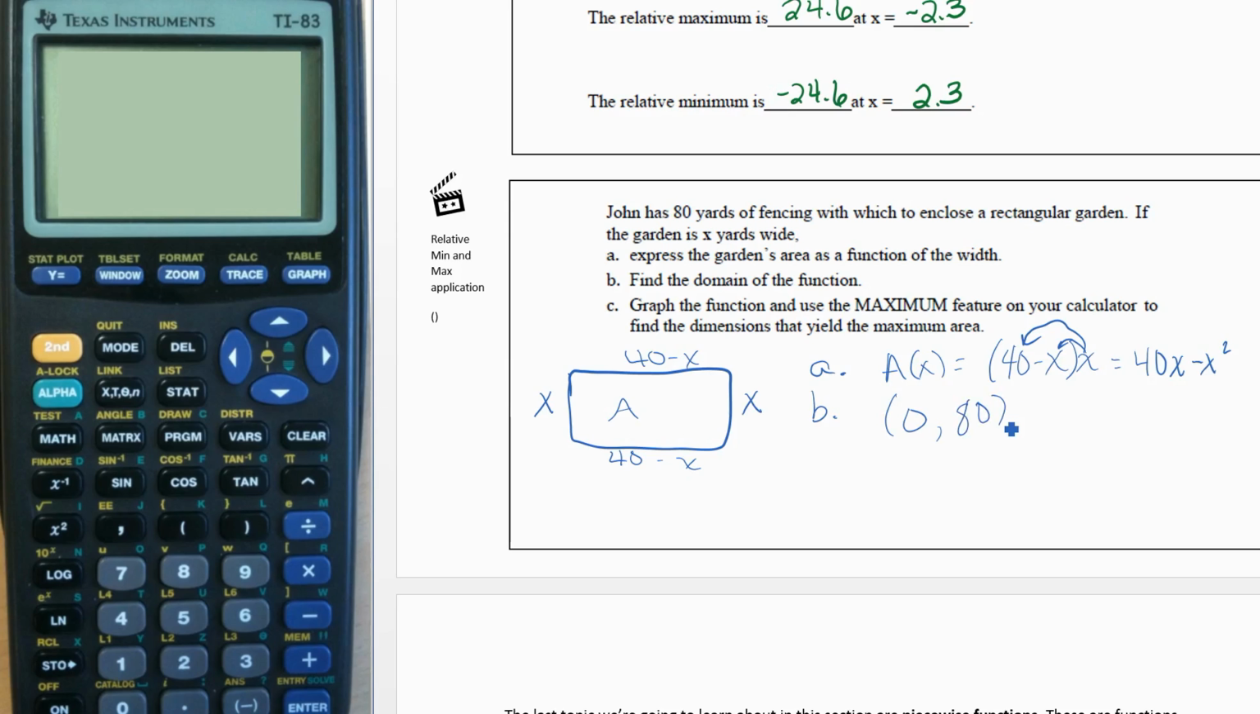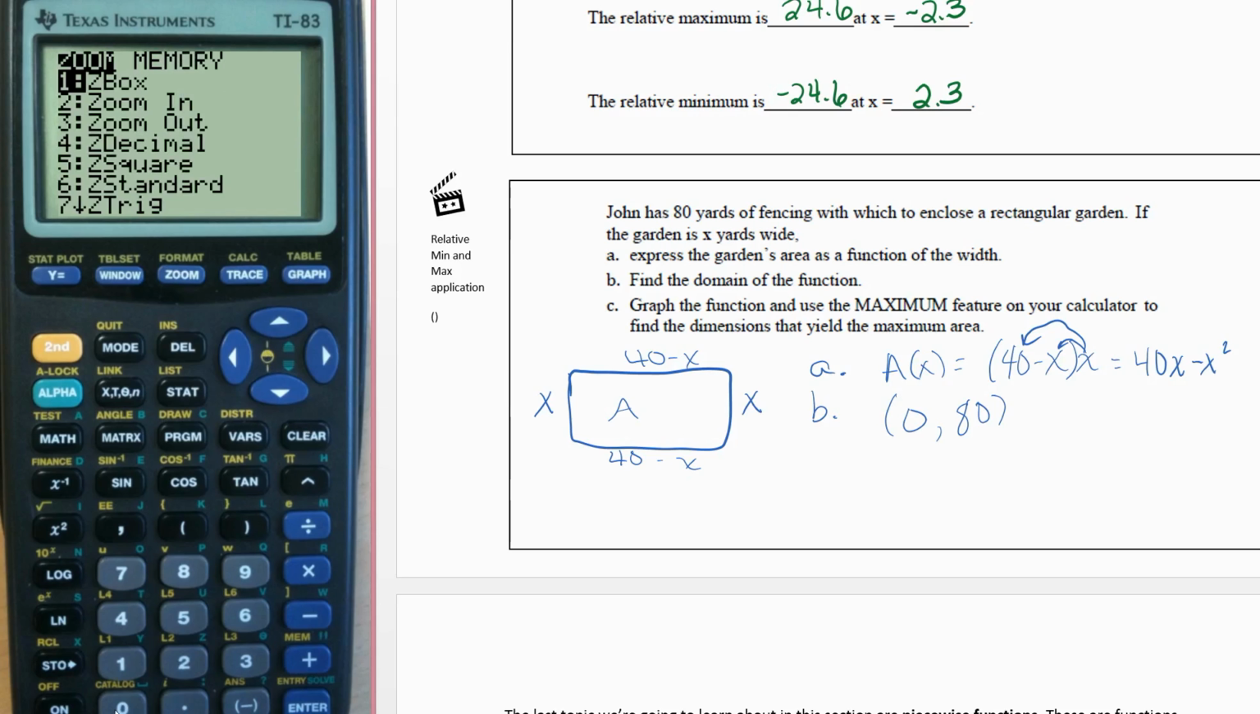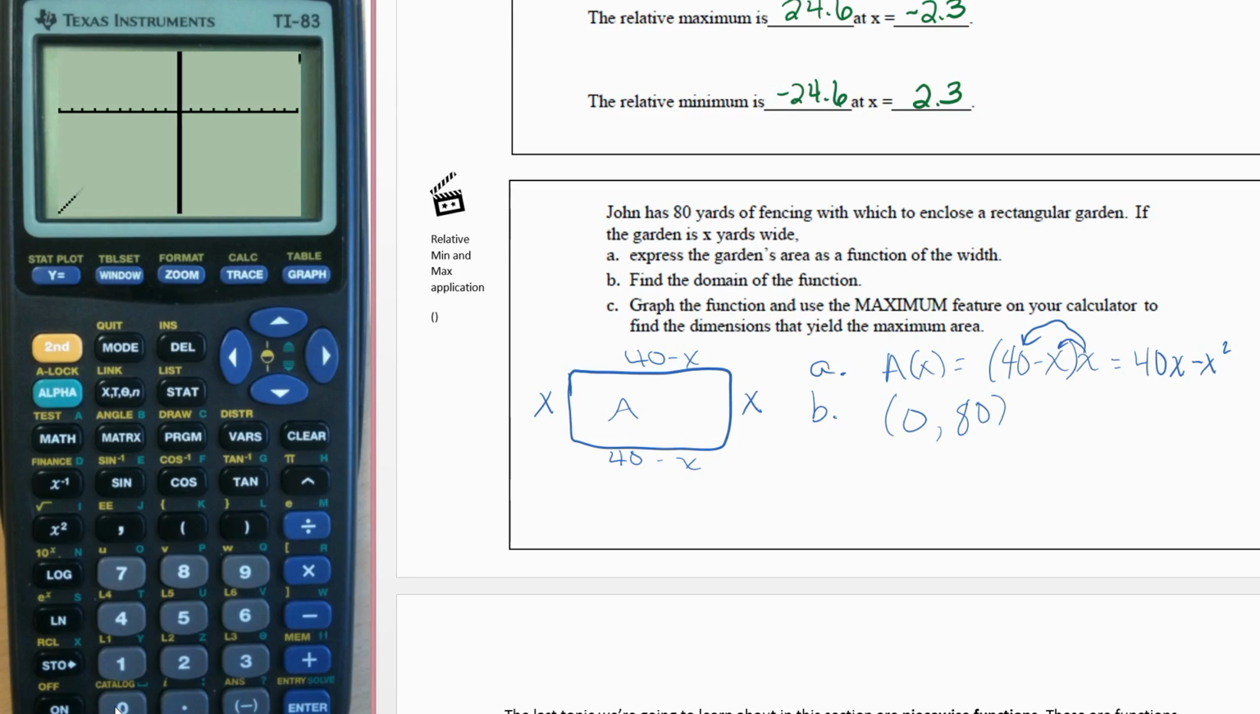Part C says graph the function and use the maximum feature to find the dimensions that yield the maximum area. So we're going to turn this on, go to our y equals, and graph this function, 40x minus x squared. Let's look at that graph. Look, it doesn't fit at all. Let's try the zoom fit, so I just hit zoom 0. We want to see the top, and we still don't see the top.